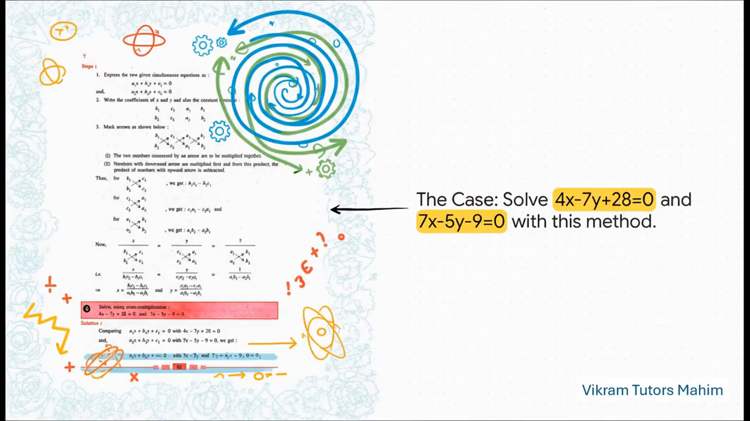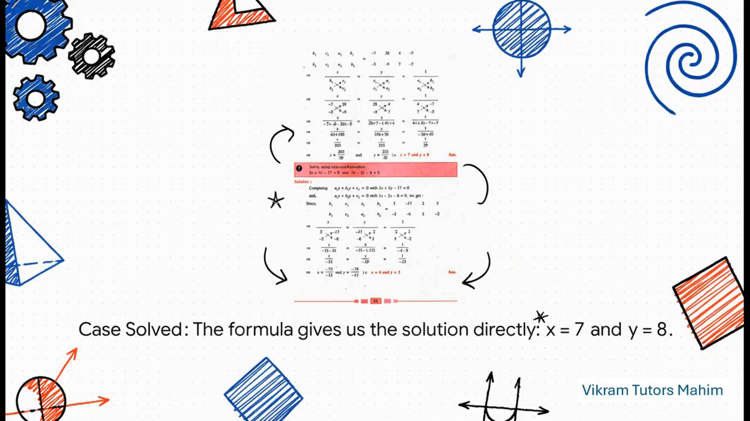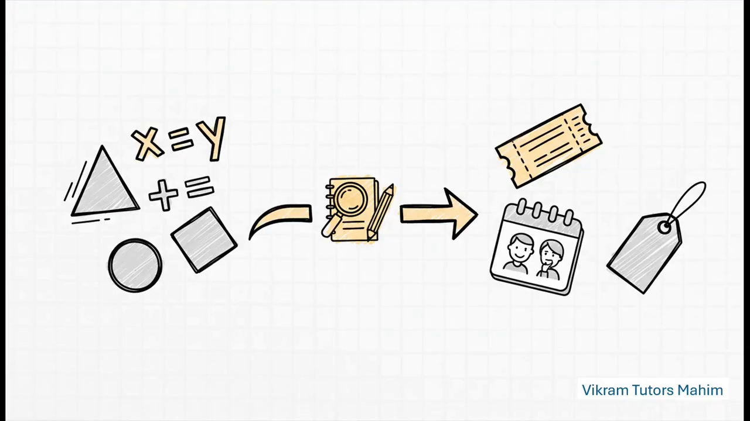Let's take a look. This case is already set up perfectly in standard form for us. Nice. You just arrange the numbers and multiply across in a crisscross pattern. This builds the answer right there. And voila, the formula spits out the answer directly. We get x equals 7 and y equals 8. Easy peasy.